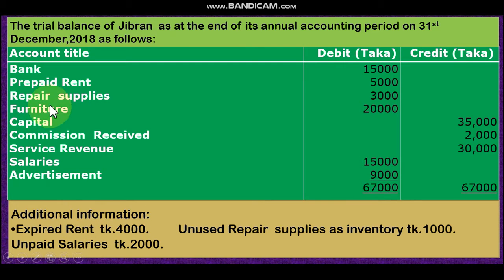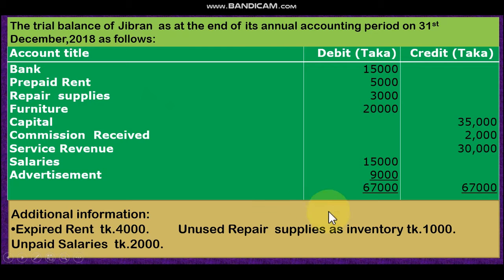Expired rent, look at, dear student, we have prepaid rent 5,000, and out of that 4,000 is expired. That means rent expenses is 4,000. So rent expenses will be debit, then prepaid rent credit, because prepaid rent is our asset. So this asset is decreasing. So rent expenses debit, prepaid rent credit. Dear student, our asset is decreasing, that's why prepaid rent credit, and as an expense occurs, the expense account is debit.